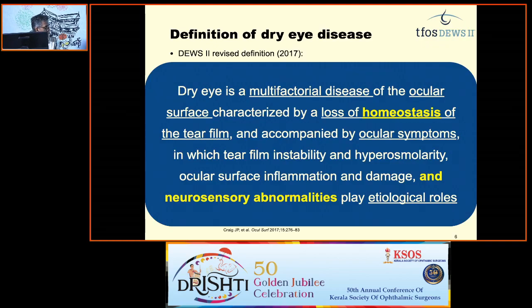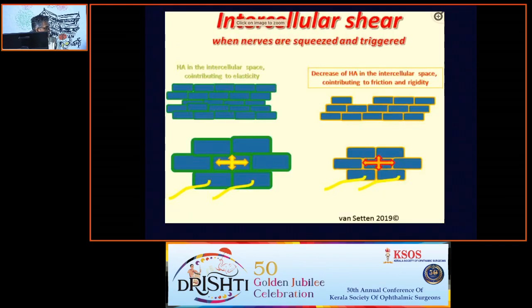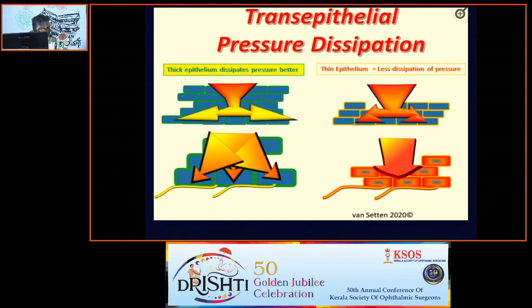So dry eye is a multifactorial disease in which the homeostasis is lost, and in the new definition, they have included the neurosensory abnormalities as well. So we should also realize that between the cells, there is something called the intercellular cement, for which hyaluronic acid is very, very important. So when the cement layer comes down, actually the sensations that come out of the surface would be much more.